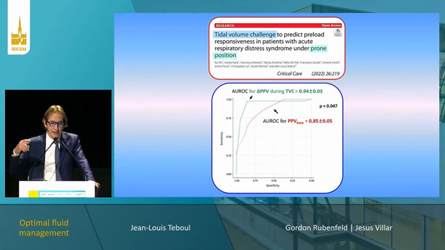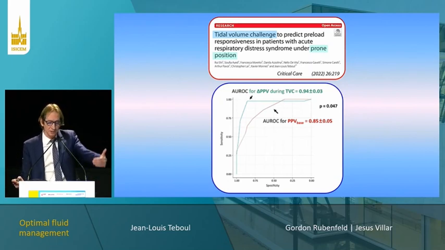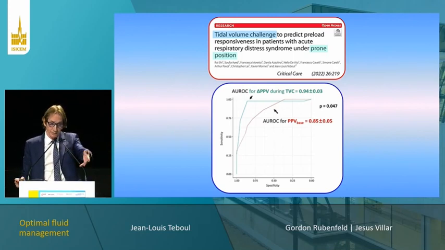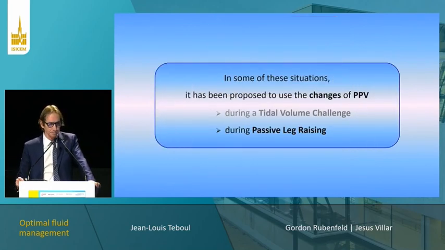This is the area in green, the area under the ROC curve for the change in PPV, pulse pressure variation, during tidal volume challenge, 0.94, which was better than the area under the ROC curve for PPV at baseline before increasing tidal volume. But by the way, the prediction by PPV in this study is not bad, 0.85.